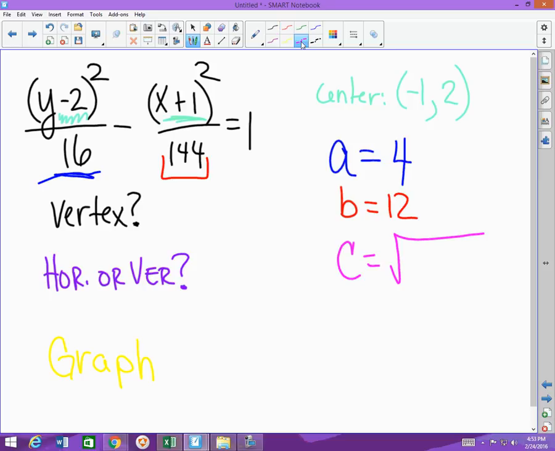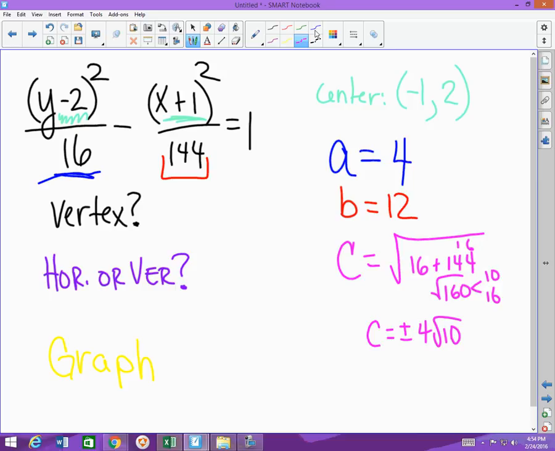All right, so now c would equal the square root of 16 plus 144. And let's see, 16 and 144 is 160. So the square root of 160, which you can simplify to c being plus and minus. Oh, what goes into 160? 10 and 16. So 4 square root of 10 is the value of c.